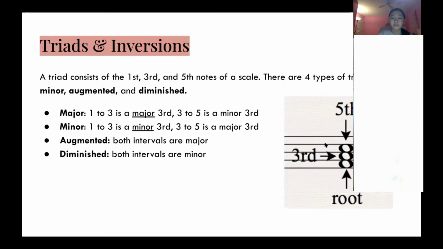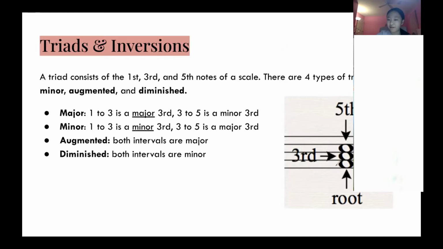So for augmented, let me annotate so it's easier to imagine. If this was an augmented one, there would be a C sharp here because we already know F to A is a major third, but A to C right now, that's a minor third. So we have to raise that up a half step. So we get A and C sharp, which is a major third.